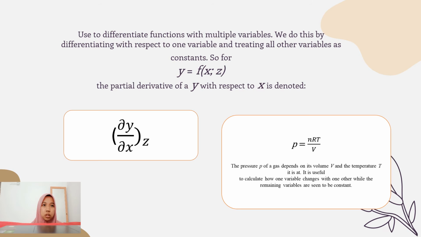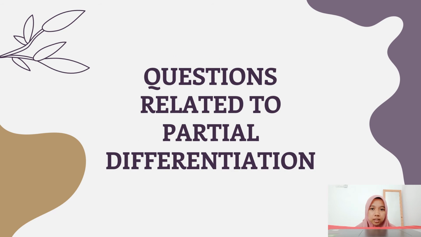Partial differentiation is also used in the ideal gas equation as seen below. P equals nRT over V. The pressure of a gas depends on its volume V and the temperature T. We often find it useful to calculate how one variable changes with one other while the remaining variables are seen to be constant. These are example equations related to partial differentiation to help you understand more.